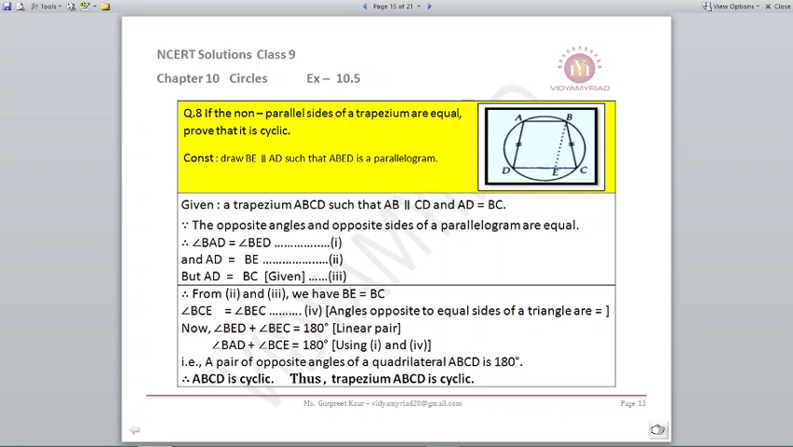So if you look at ABED, okay, just look at there, ABED. In that case, we can say that angle BAD is equal to angle BED. That means opposite angles of a parallelogram are equal, and AD is equal to BE by construction. So what we know in the trapezium, it's given to us AD is equal to BC. So by all the equations we come to know AD is equal to BE, AD is equal to BC, so we can say that BE is equal to BC.